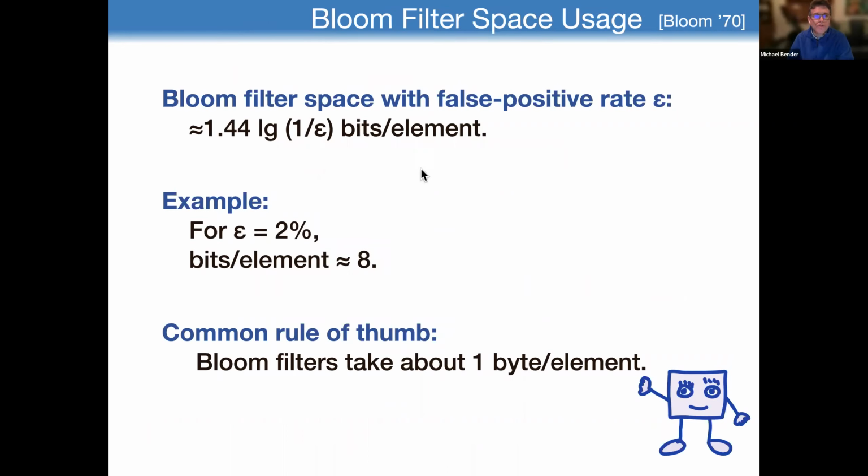So if you have a false positive rate epsilon, then the number of bits per element is a little bit more than 1, 1.44 times log base 2 of 1 over the false positive rate bits per element. And so, to use this example, if you plug in a 2% false positive rate, then it's about 8 bits per element. And this is about the common rule of thumb that you kind of want to allocate about 1 byte per element for a filter.